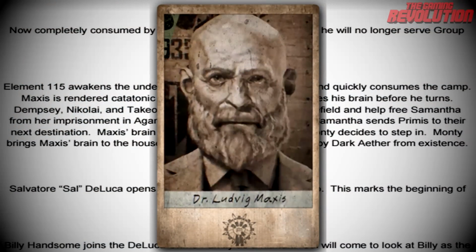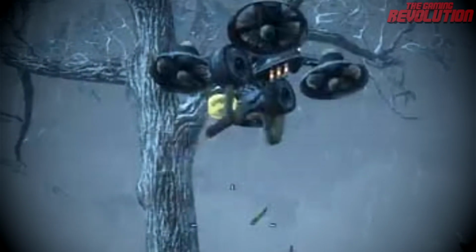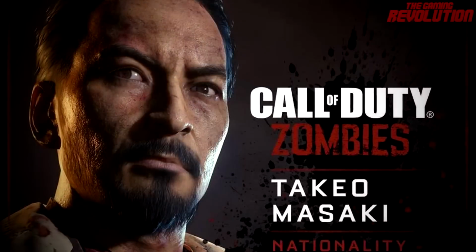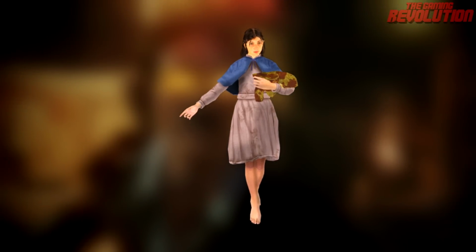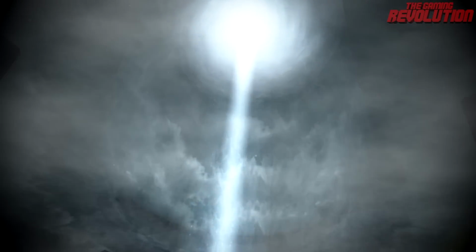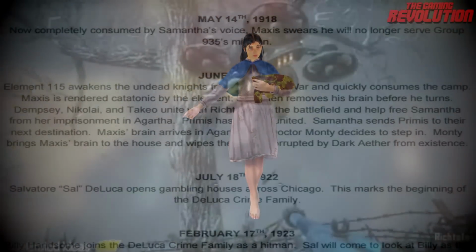On June the 4th, 1918, Element 115 awakens the undead knights from the Great War and quickly consumes the camp. Maxis is rendered catatonic by the element. Richtofen removes his brain before he turns. Dempsey, Nikolai, and Takeo unite with Richtofen on the battlefield and help free Samantha from her imprisonment in Agartha. Primus has been reunited. Samantha sends Primus to their next destination.